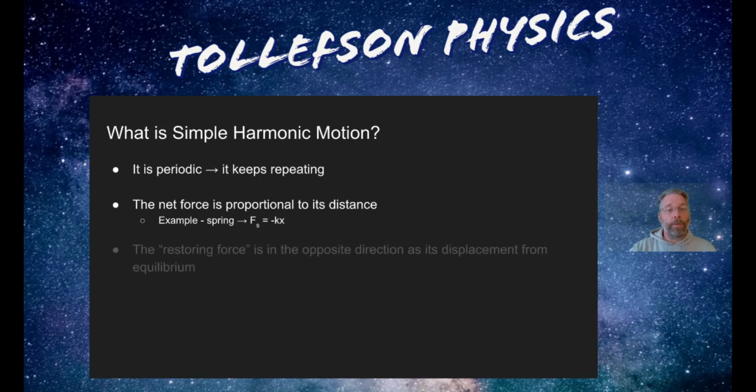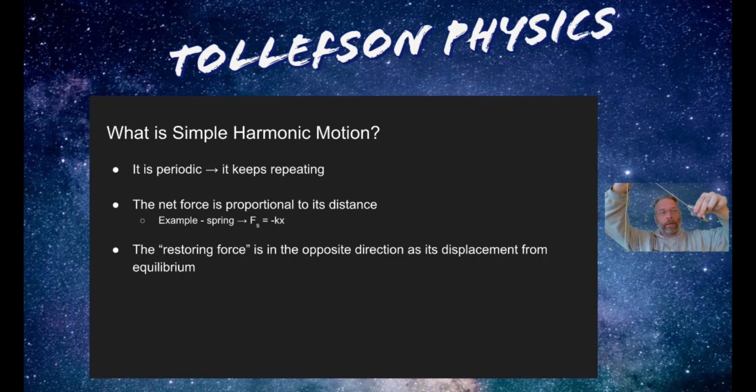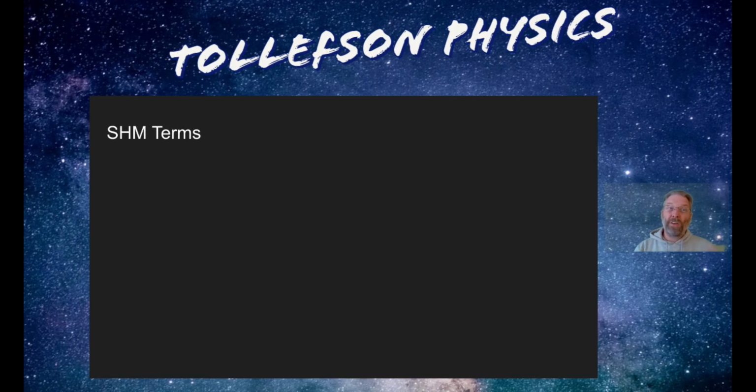And then the last thing is the restoring force has to be in the opposite direction of its displacement. So for example, with the pendulum, this is being displaced upward, but its force is pulling it downward. Same is true with the spring, and that's why there's a negative sign in Hooke's law. You stretch the spring one way, the force tries to pull it back to where it started, its equilibrium position. All right, so it's periodic, the net force is proportional to its distance from equilibrium, and its restoring force is in the opposite direction of displacement.